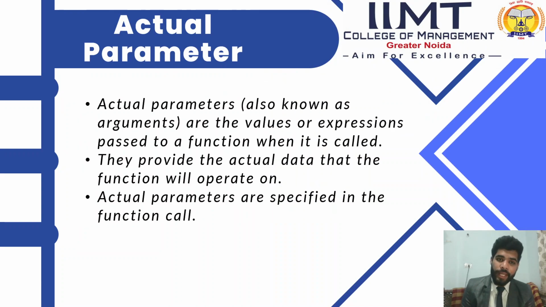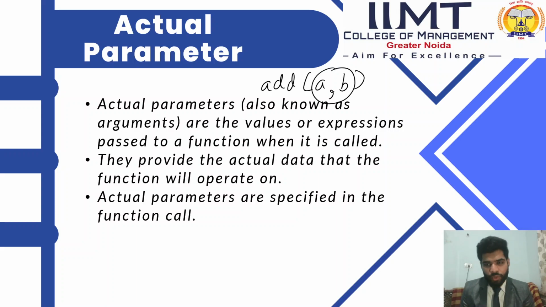Now let's look at the actual parameters. Actual parameters, also known as arguments, are the values or expressions passed to a function when it is called. This point we have also covered, that the values or the variables that we are passing at the time of function calling will be known as actual parameters. For example, we are calling the function add, and we are giving the variables here a, b. So these variables will be known as actual parameters.